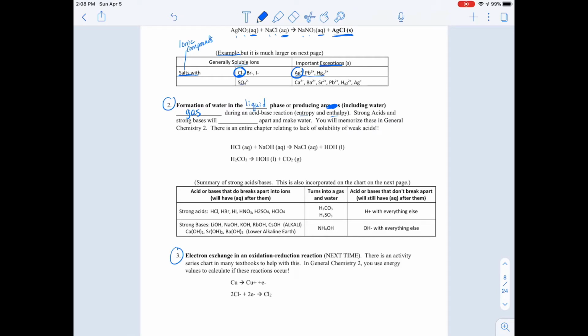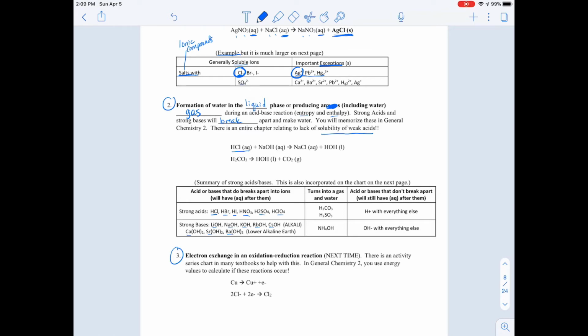Strong acids and strong bases will break apart and make water. In general chemistry 2, you're going to want to memorize these. I'm just giving you a heads up that some acids are strong and some bases are strong and everything else is weak. In Gen Chem 2, there's an entire chapter relating to the solubility of weak acids and bases. But all we're saying here is that HCl is a strong acid. So I've got a little chart here. This is what you would be memorizing in Gen Chem 2. And here are the strong bases.